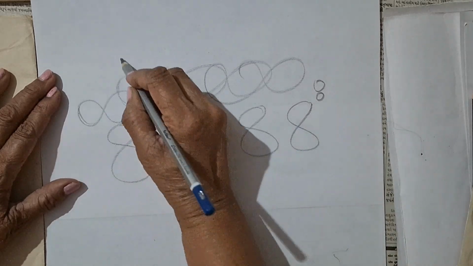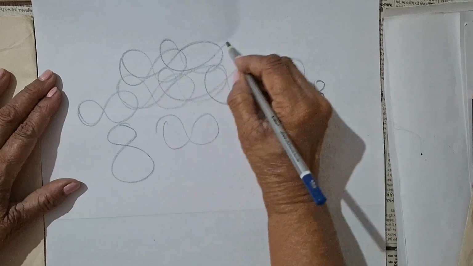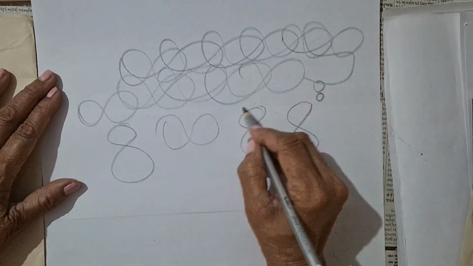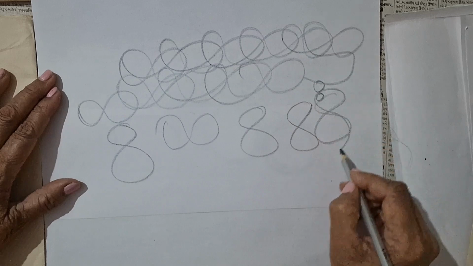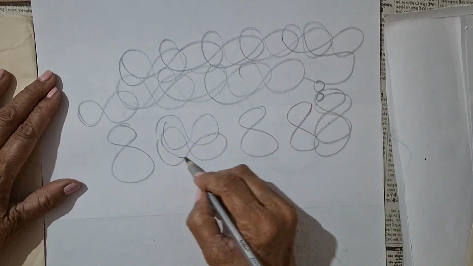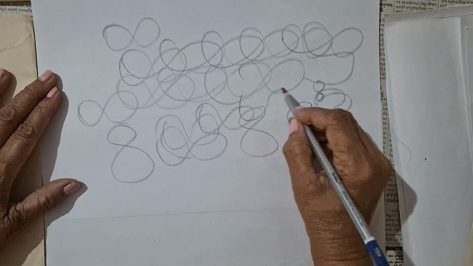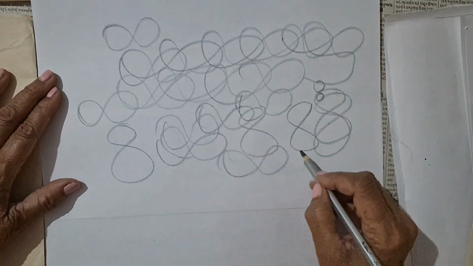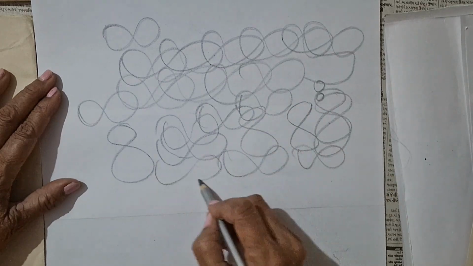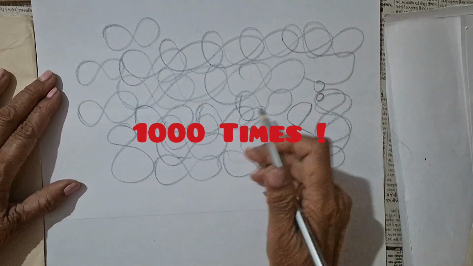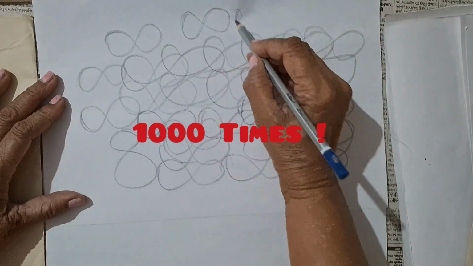Similarly, make such lines continuously. Let your hand move. Vertically also you can do it this way. Horizontally also. Go on making these so that your hand moves. How many times? 1,000 times, right? So this is one kind of training your hand.